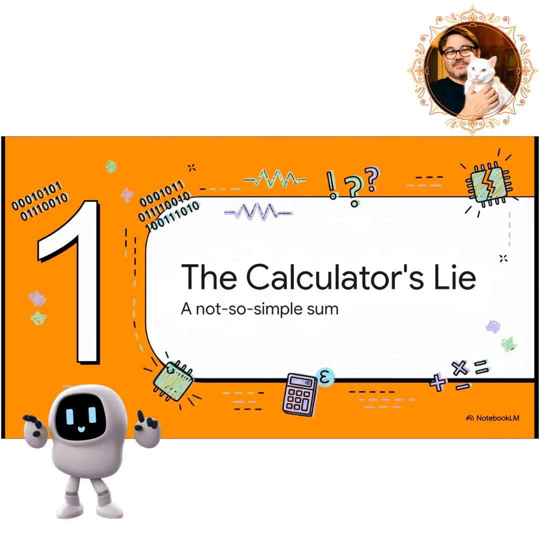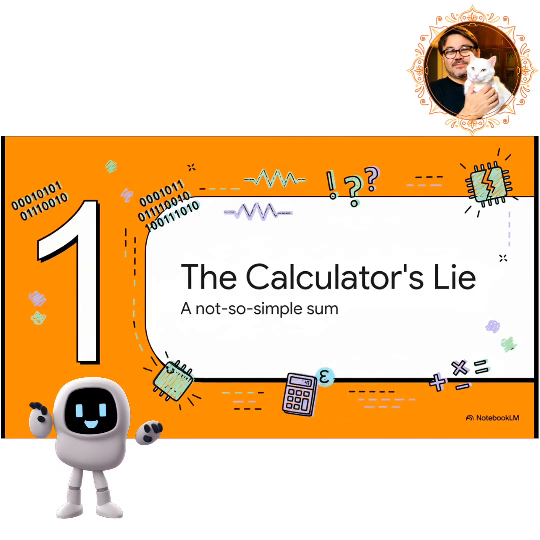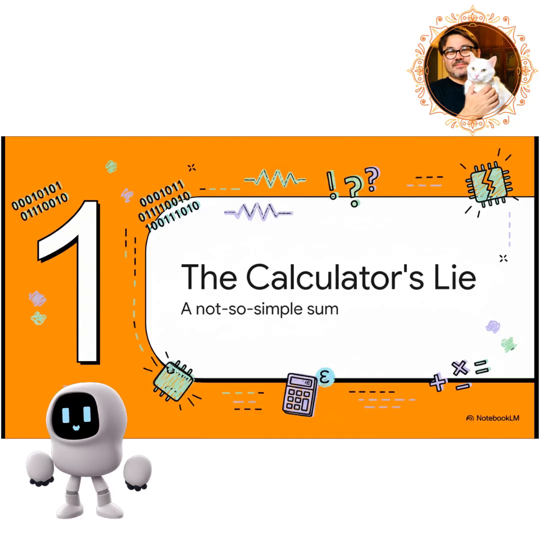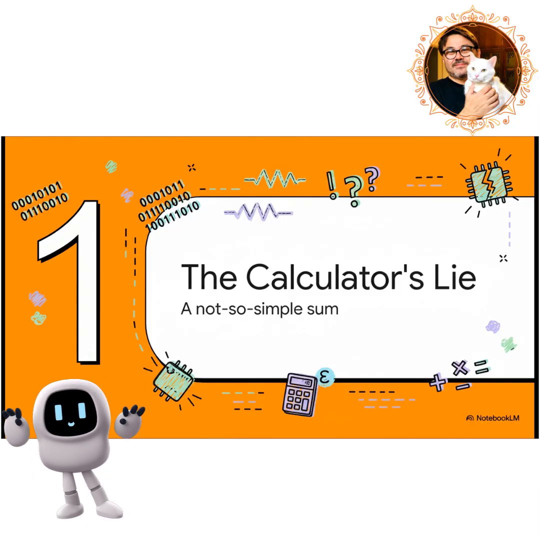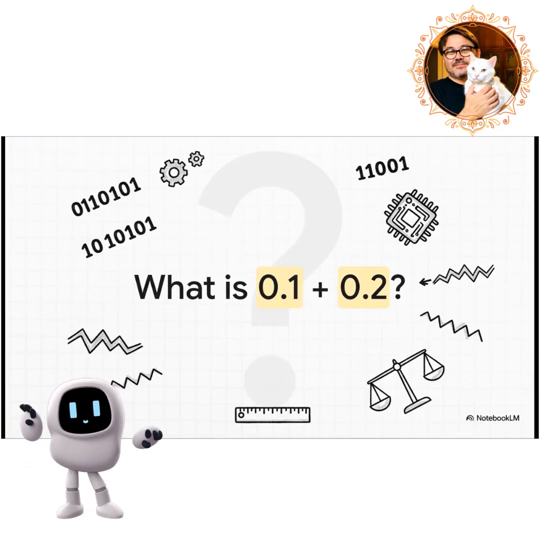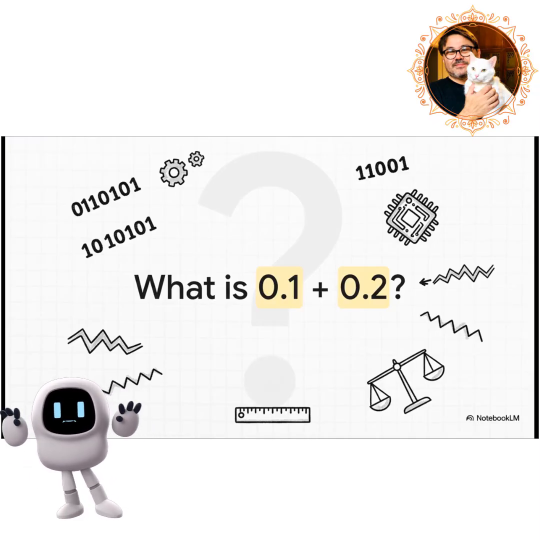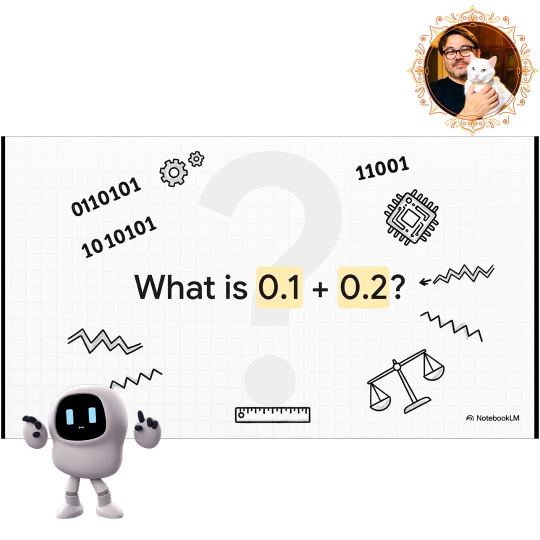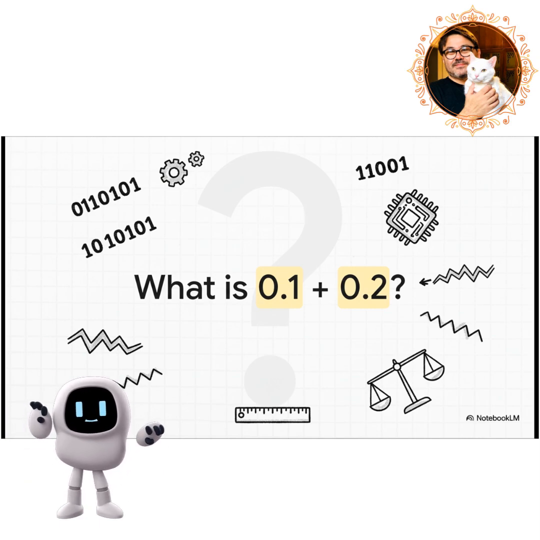We're kicking things off with a mystery that you or your students have almost certainly bumped into. It's one of those moments that can be really confusing and honestly can make you question the tools you rely on every day. So you ask a computer a really simple question. You type it into a calculator, a coding environment, whatever. What is 0.1 plus 0.2?